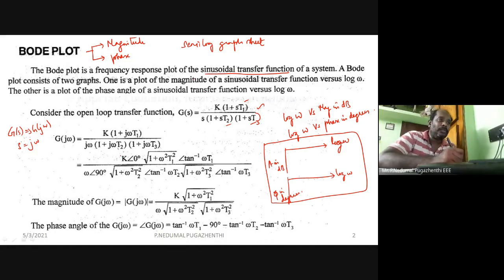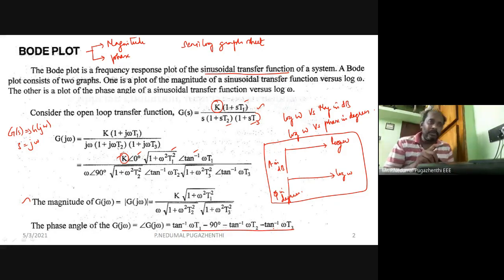As usual, we have both magnitude terms and phase terms for every factor. For example, a constant K is represented with magnitude K and angle 0, and 1 plus sT1 has magnitude square root of 1 plus omega square T1 square, and angle tan inverse of omega T1. We already know these, right? So this is your magnitude term, and this one is your angle term.